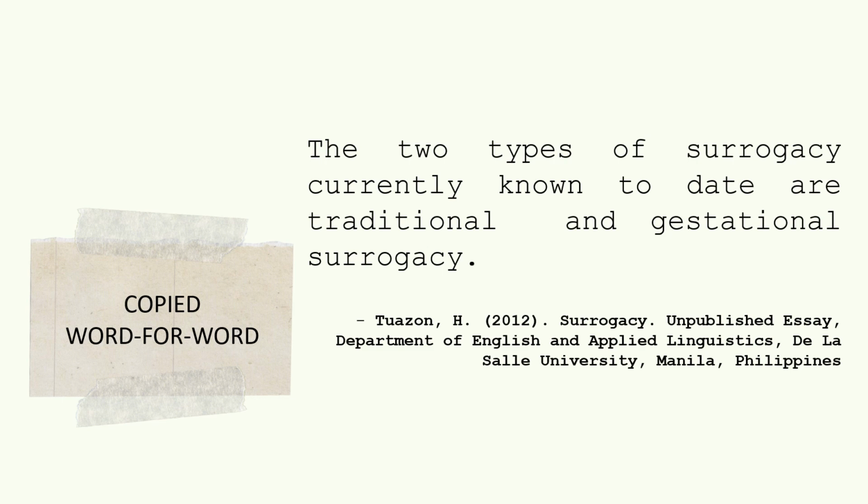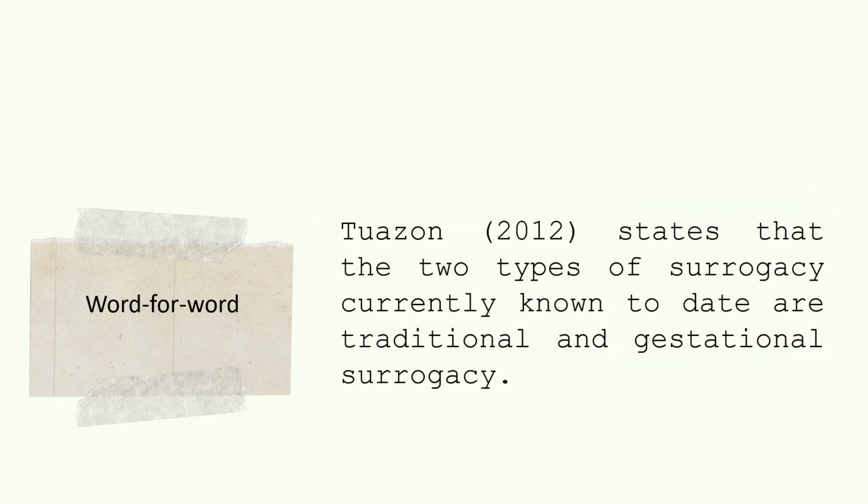The two types of surrogacy currently known to date are traditional and gestational surrogacy. So, this is our original source, and the writer just copied it word per word. Like this one: 2012 states that the two types of surrogacy currently known to date are traditional and gestational surrogacy. Okay, word per word. You just follow the format of citing, but you did not exert effort to paraphrase, or reword the information. Okay? You just really copied word for word.